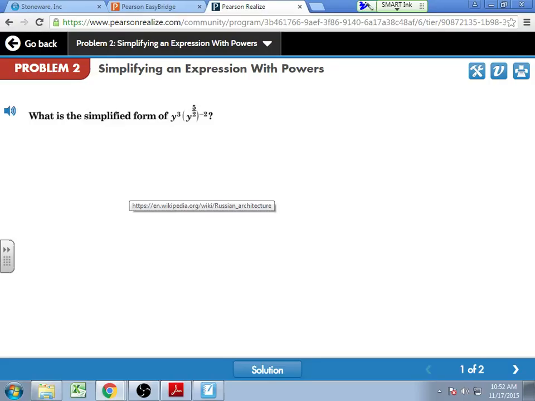Here's where this gets tricky. The y to the third does nothing until we evaluate the y to the 5 halves to the -2. Now when we look at y to the 5 halves to the -2, those are really going to multiply. And since it's 2 on top, 2 on bottom, I can get rid of the 2's, and that just becomes y to the -5th. Now what does y to the -5th really tell me to do, Ben?